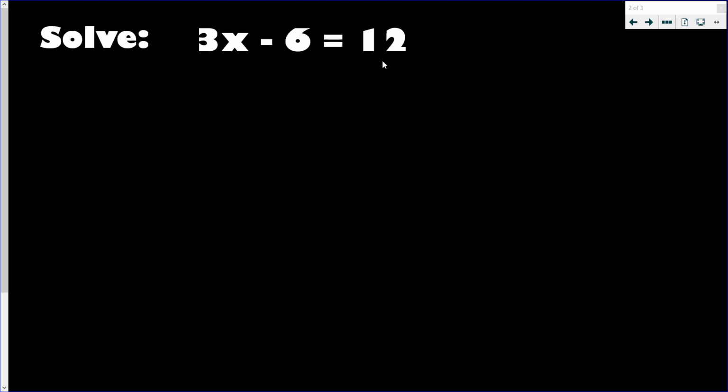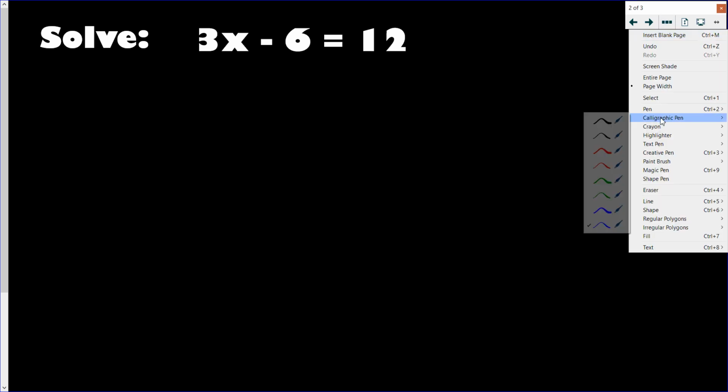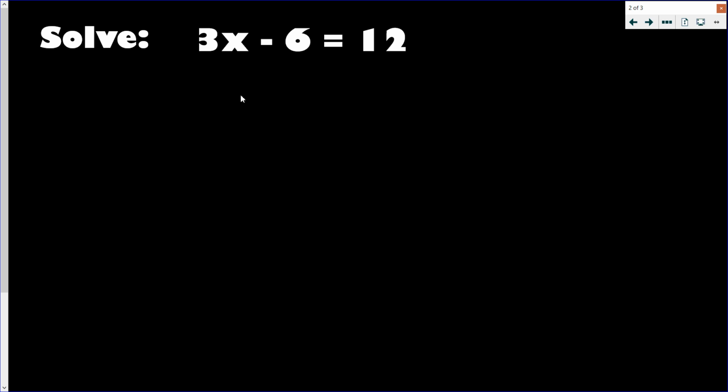So this one is very similar to the last one. I've got 3x minus 6 equals 12. So I'm just going to rewrite that. Make sure I got blue. So 3x minus 6 equals 12. So again, my objective is the same as it was with algebra tiles. I want the x's on one side and the numbers on the other.